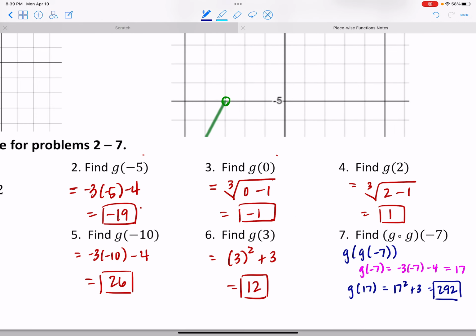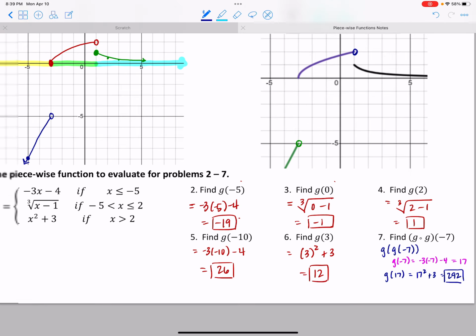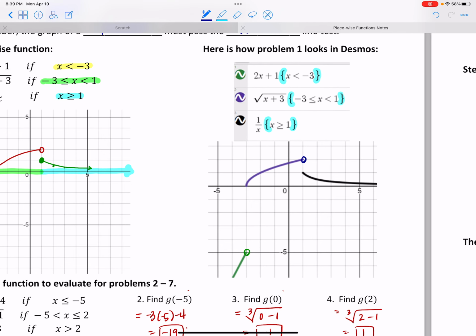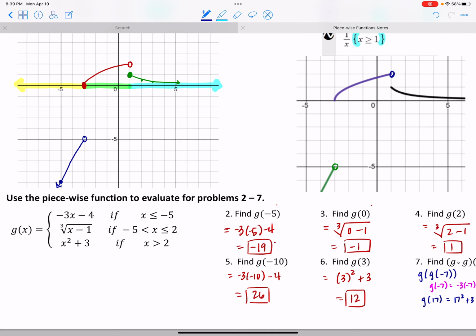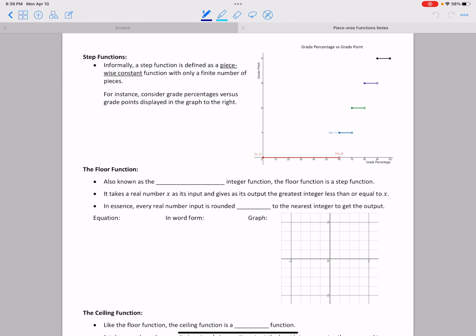Okay, so we should be able to use piecewise functions to evaluate. We should also be able to sketch a graph of a piecewise function and use technology to graph a piecewise function. And what I want to show you next are a couple of examples of piecewise functions. So one is an example that actually occurs in your situation as a student.